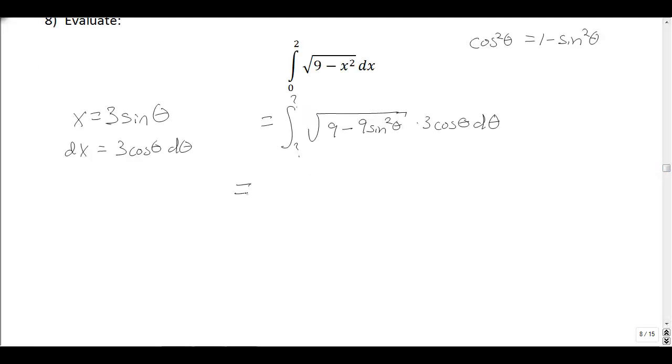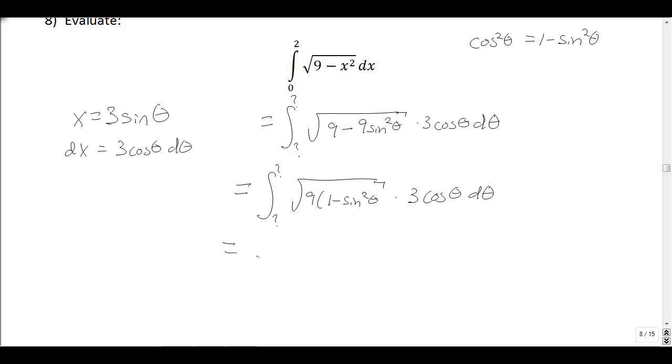Okay. And so then there's these bounds there in thetas. I could plug in x is 0, figure out what theta is, x is 2, figure out what theta is. I'm going to deal with that later, though. So what I'm going to get here, just put our question marks here, I can do a square root of 9 times 1 minus sine squared theta times 3 cos theta d theta.